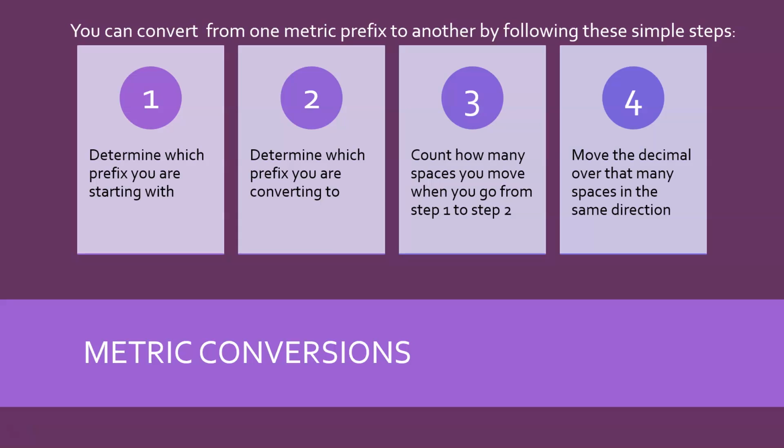Now you can convert from one metric prefix to another super simply. There are just 4 steps. First, you're going to determine the prefix you are starting with. Then you're going to determine the prefix you are converting to, and you are going to count how many spaces you move when you go from step 1 to step 2. And you're going to move the decimal over that many spaces in the same direction. Let's take a look at what I mean.